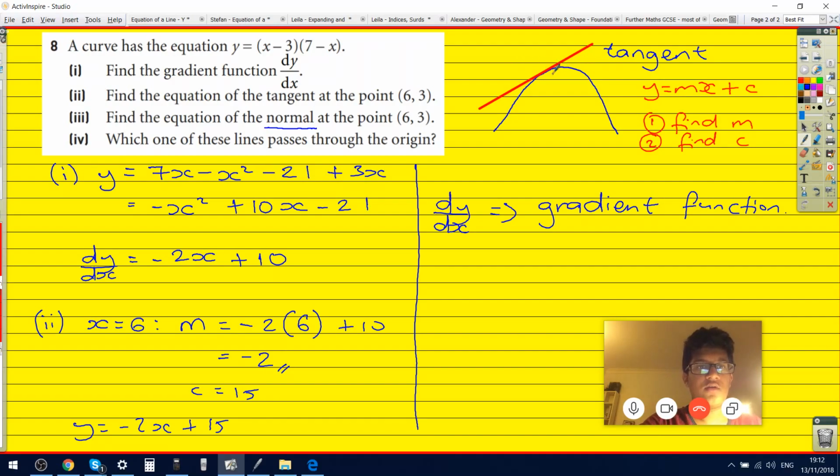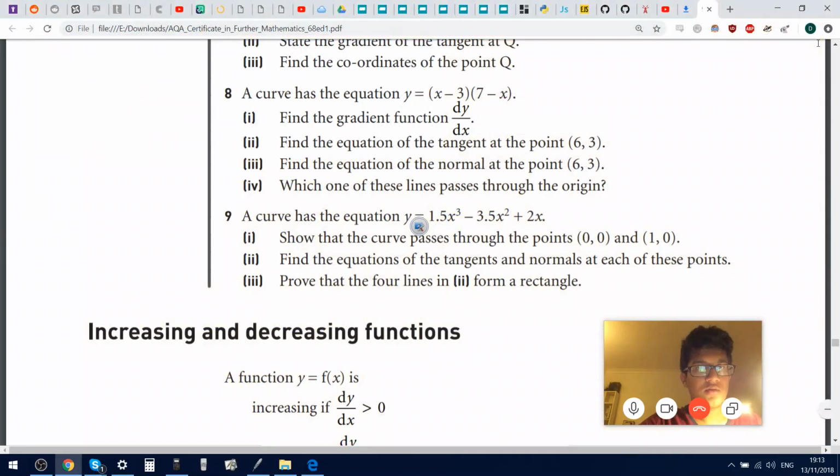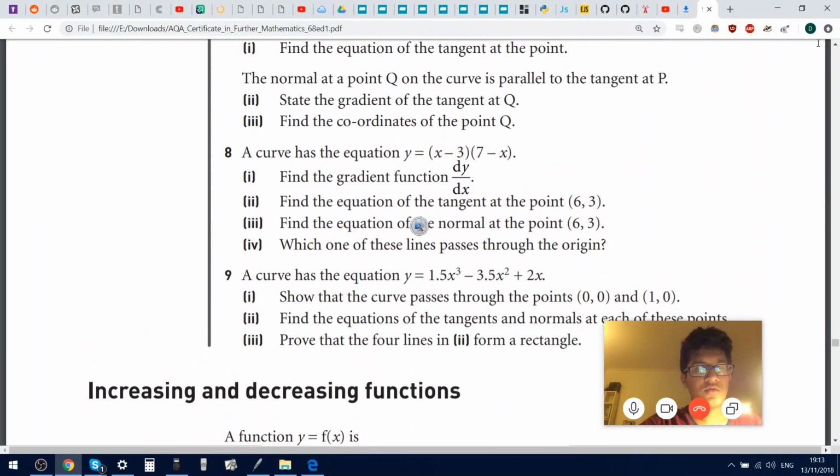So a line always has the same gradient. A curve, the gradient changes, and so dy dx gives you the gradient of the curve, a formula to find it at a specific point. You have to sub in that point to get the gradient of the curve at that specific point. But in general, it's just a function or a formula for finding the gradient at any specific point.